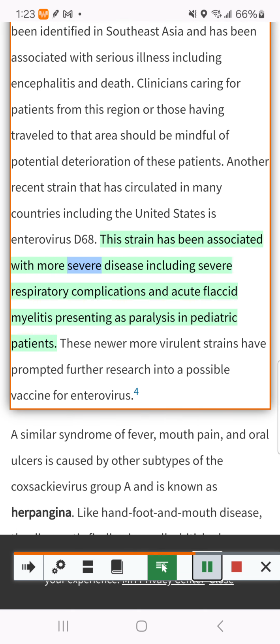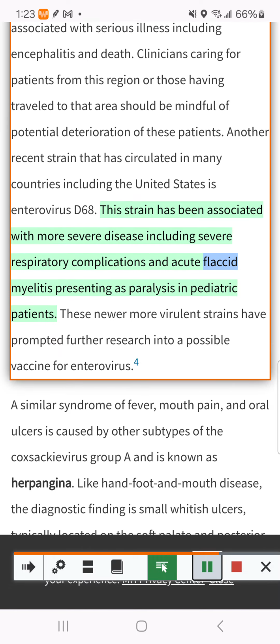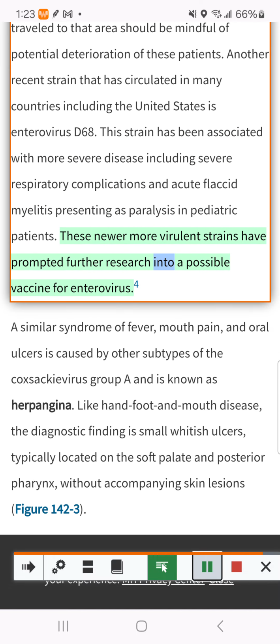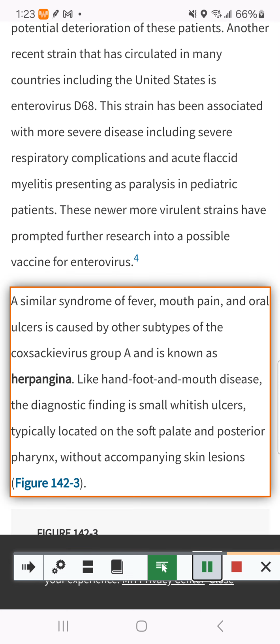This strain has been associated with more severe disease including severe respiratory complications and acute flaccid myelitis presenting as paralysis in pediatric patients. These newer, more virulent strains have prompted further research into a possible vaccine for enterovirus.